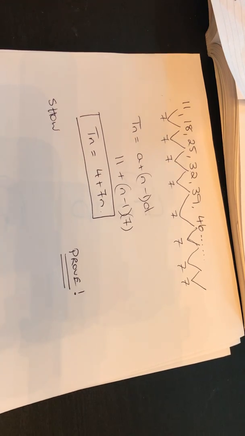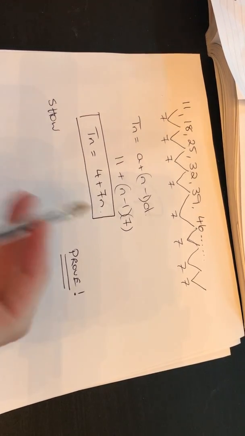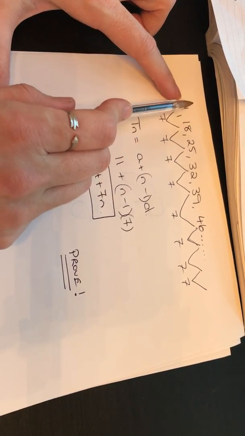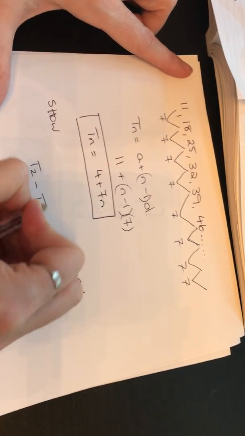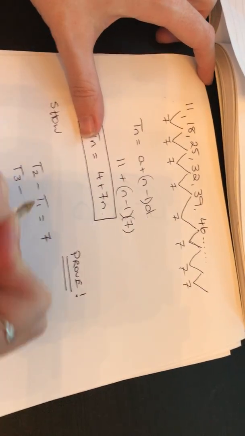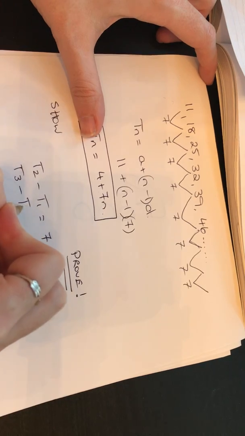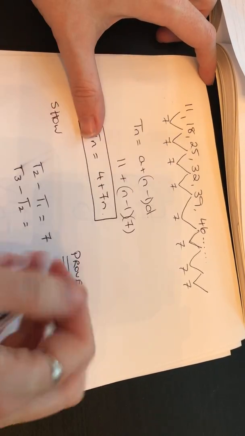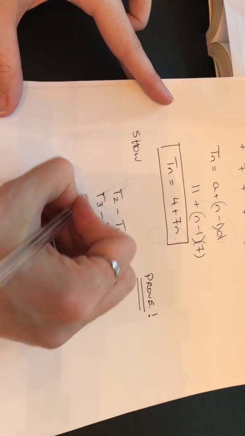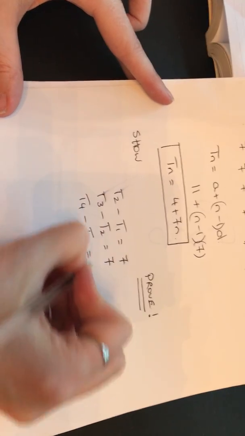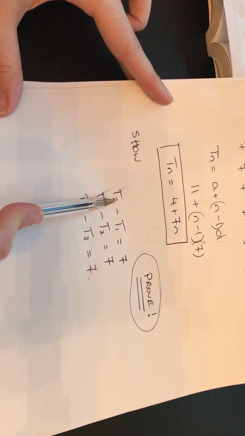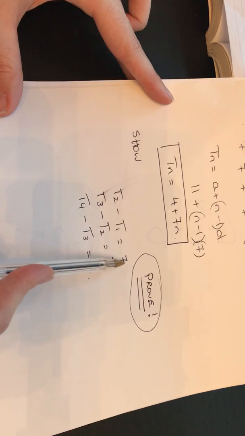So I'm going to talk now about how to prove it. What do I know? T2 minus T1 gives me 7. T3 minus T2, so T3 is 25 minus T2 is 18, also gives me 7. Is there any general way of describing what's happening here? T4 minus T3 also gives me 7. To prove means that no matter the value of this minus no matter the value of this, I should get 7.